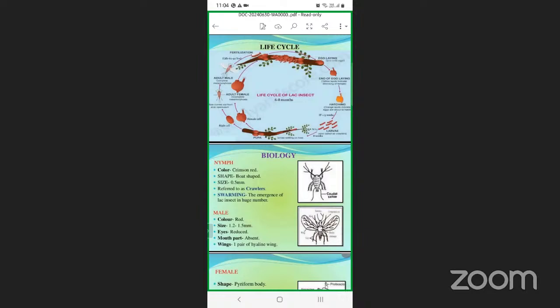Ma'am, you said that when the female is laying eggs, it will get yellow color spots. Yes, we will see on the branches yellowish color eggs. Egg color will be yellowish. At the time of hatching, it becomes orange. Okay, ma'am. Thank you, ma'am.